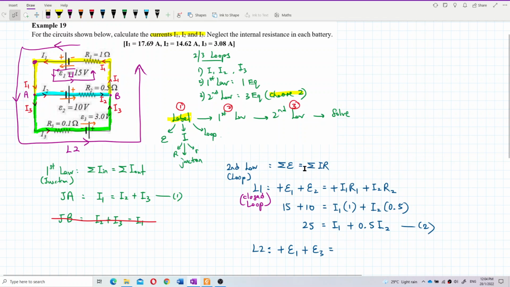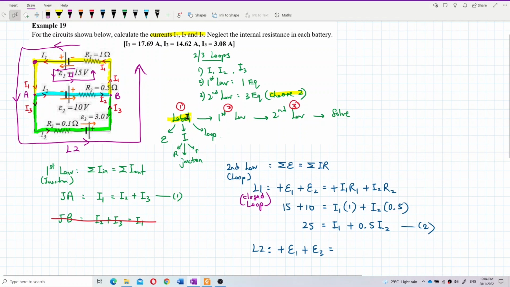So now look at the total IR. Look at the resistors. How many resistors are there in the outside loop here? Okay, resistor 2 is not involved, because we are not passing through the blue circuit. We are using only the yellow circuit and the green circuit. So it's only R1 and R3.